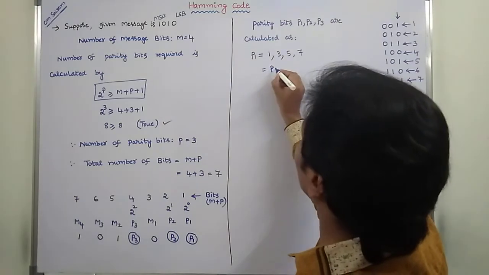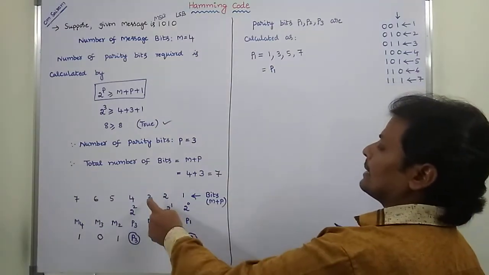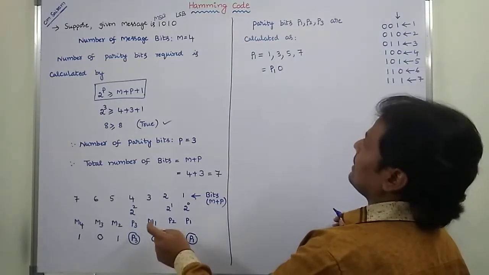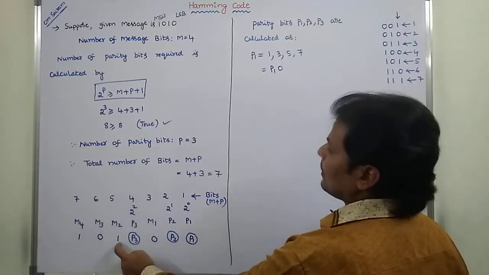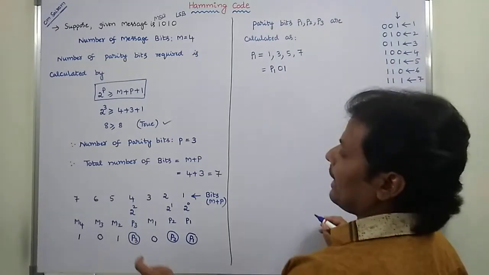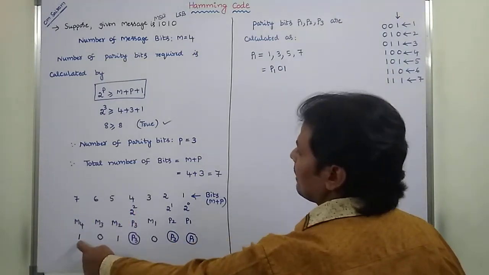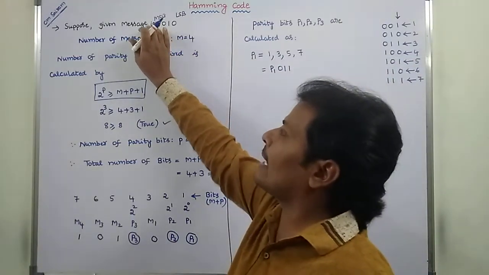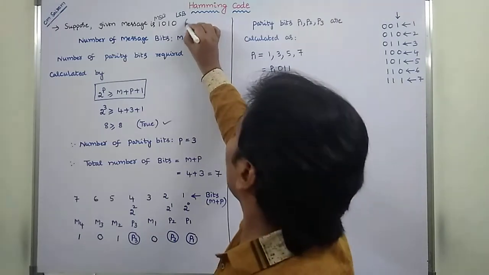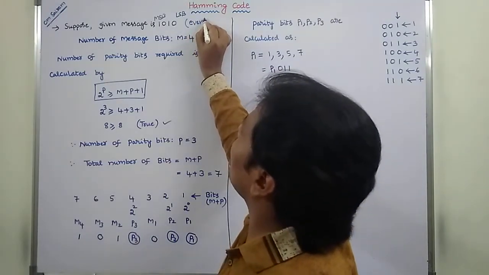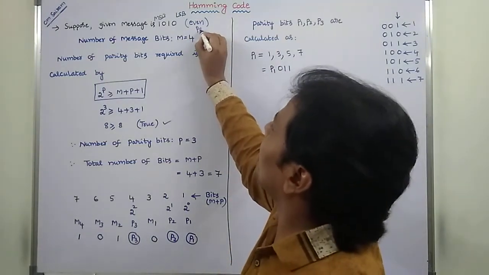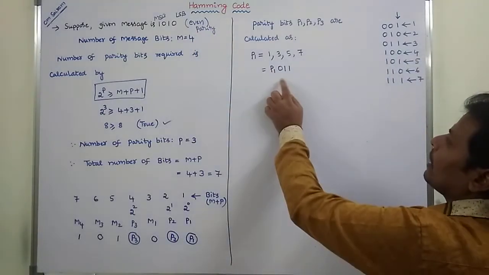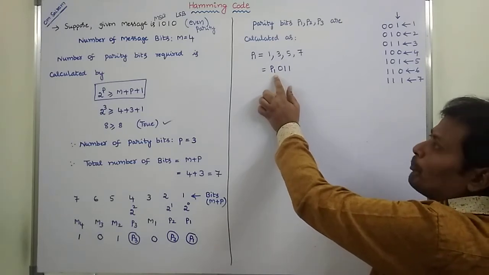Here P1 is there. Okay. Next at 3rd position, what is the value? 0 is there. At 5th position, what is the value? That is 1. Next at 7th position, what is the value? That is 1. Suppose the given message is sent with even parity. Based on that even parity, what is the value of P1?